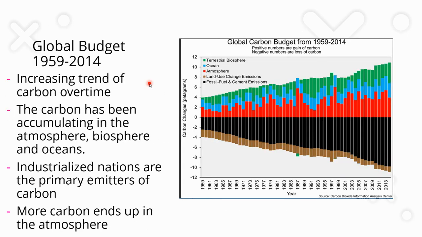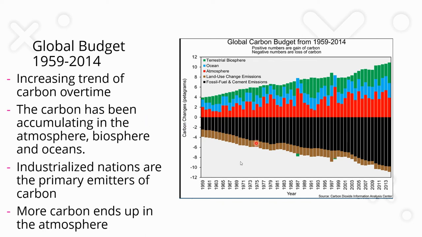Okay, let me see. If you look at the global budget in this diagram, the green one is for the terrestrial biosphere, the ocean is the blue one, the atmosphere is the red one, land use and change emission is the brown one, and fossil fuel and cement emission is the black one.